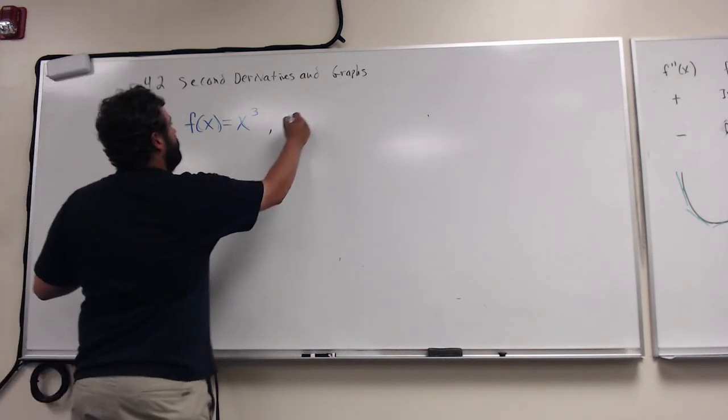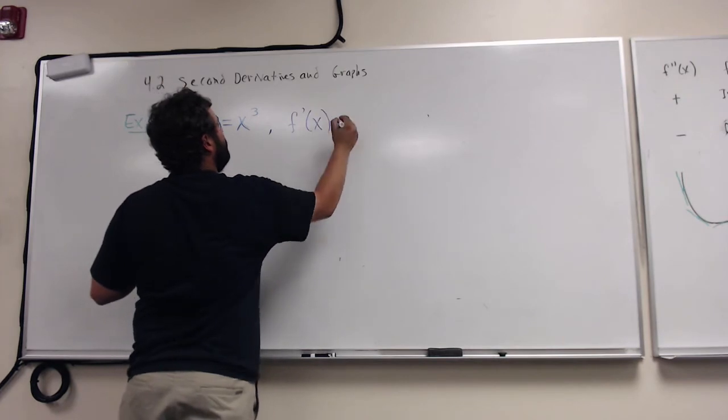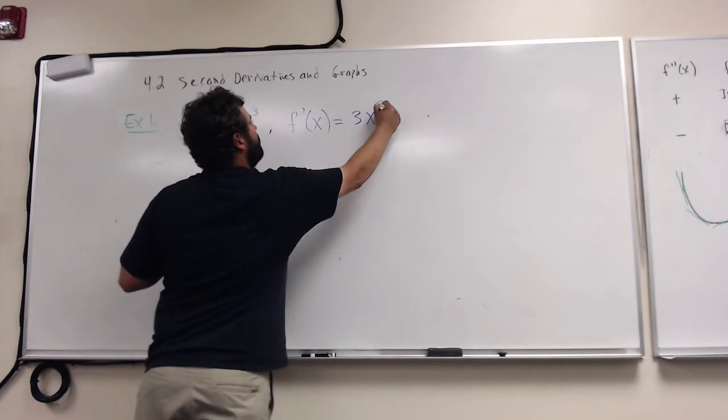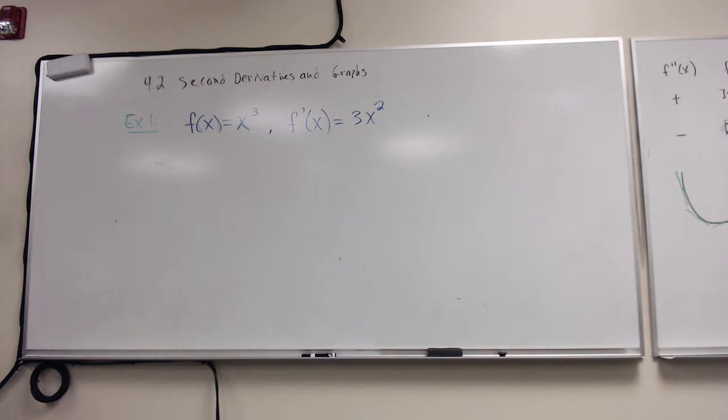One thing we can do is take a derivative, f prime of x, which is going to be 3x squared.